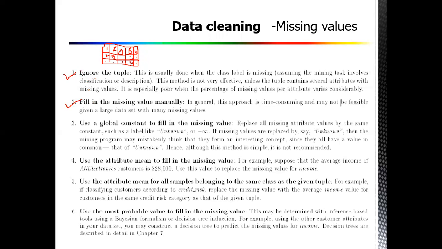Second way is fill in the missing values manually. This can be done if your data is very small. If there are 5 entries, 10 entries, 20 entries, maybe we can fill up the missing data manually. But if you're talking about large data sets, it is not always possible to fill things up manually. Then you need certain tools to do the same.